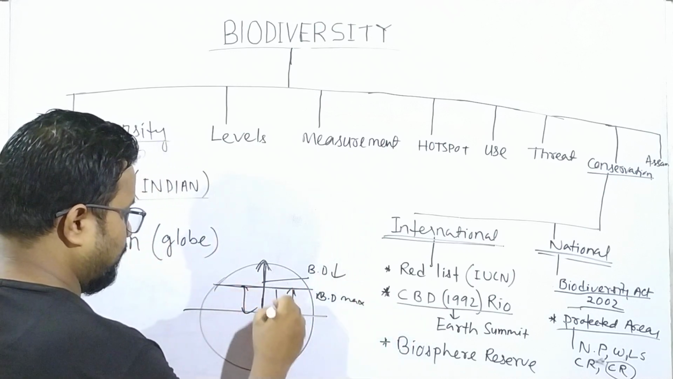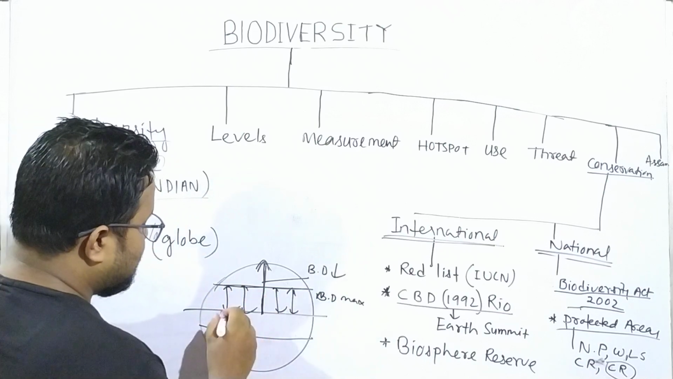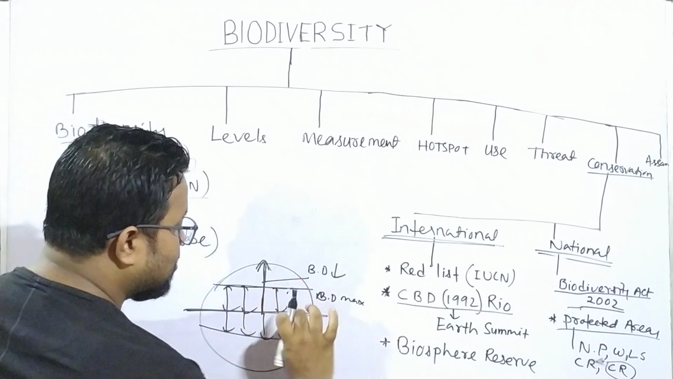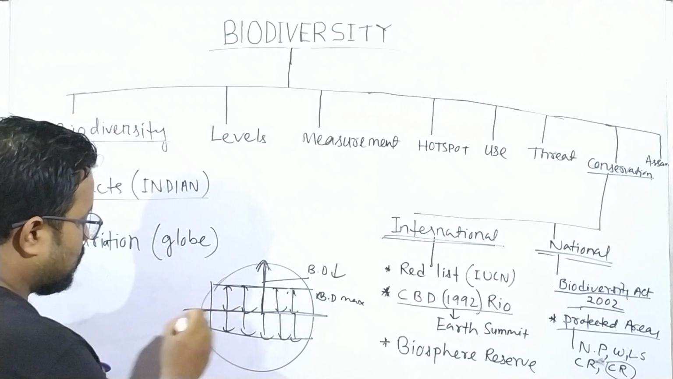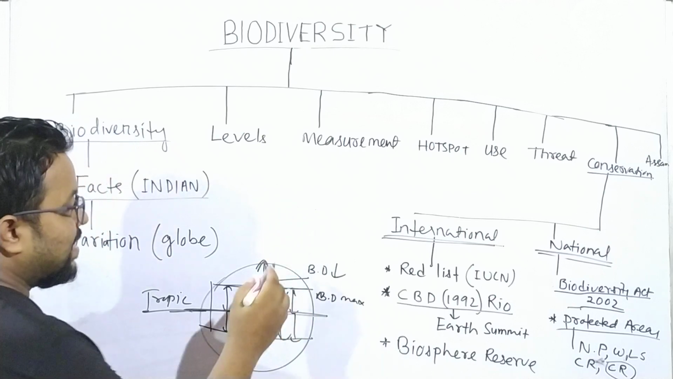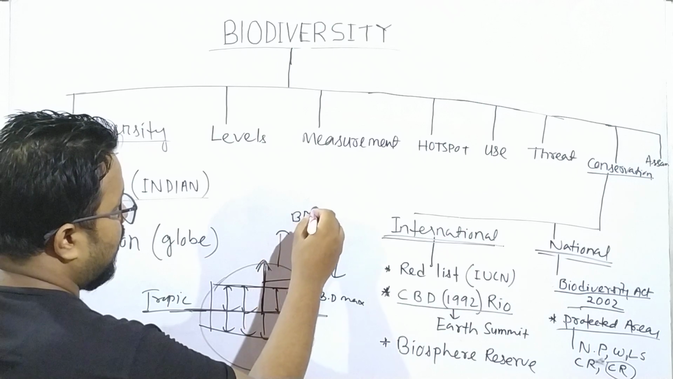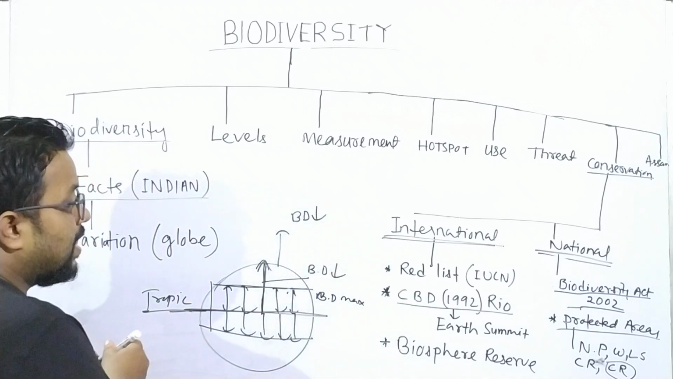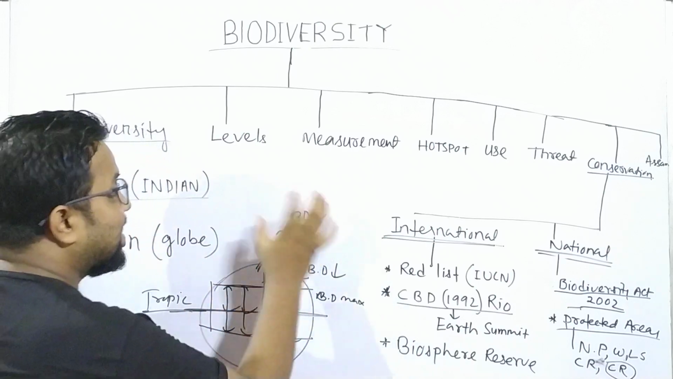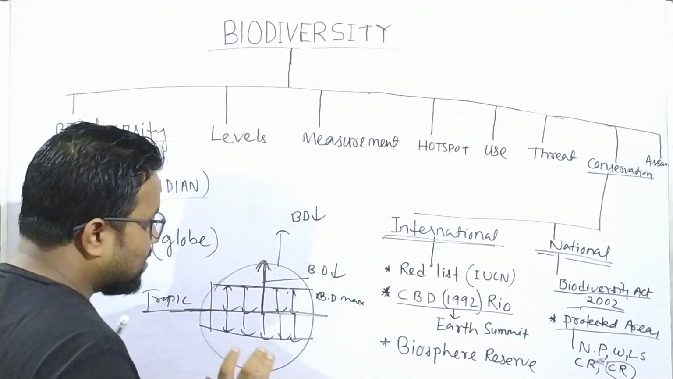In this tropic region, biodiversity is maximum. This is the equator. This region and this region are said to be the tropic region. And in this tropic region, biodiversity is maximum. But in the temperate region, we have less biodiversity. So when we move from equator to pole, biodiversity decreases.